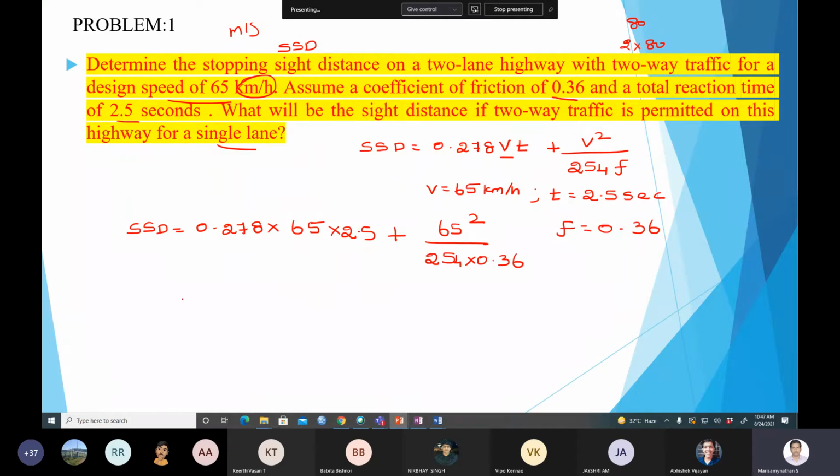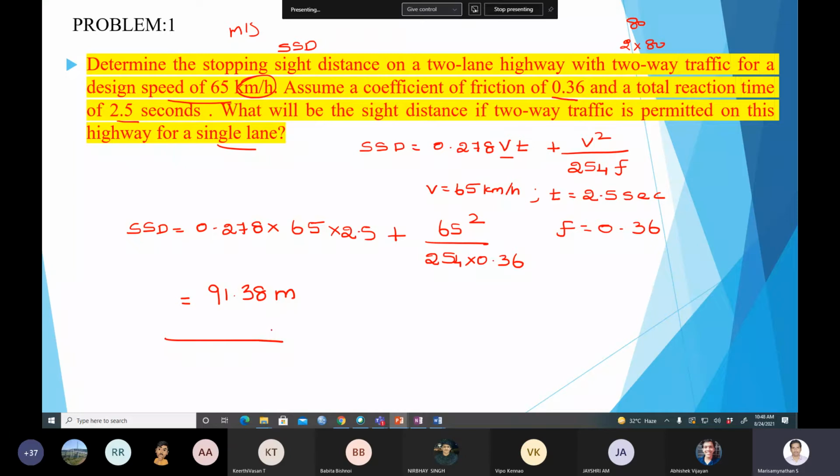Okay, so estimate the value. What value are you getting for the SST? 91.38. It's a distance, so you are getting it in meters. Even though you are applying kilometer per hour and time in seconds, when the conversions happen, you come to know the distance is in meters.